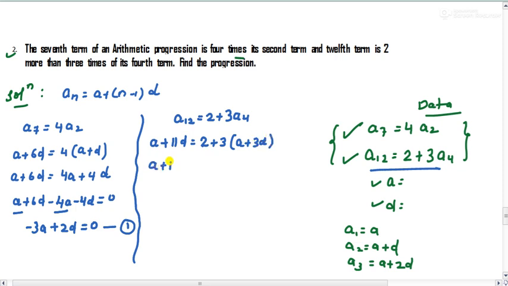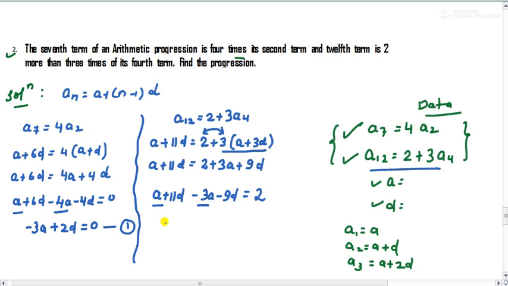So solve it. So this is 2 and these two are together. Don't add 2 plus 3 is 5, then it will be wrong. First multiply this. So 3A plus 3 into 3 is 9D. Now bring A and D to LHS. So A plus 11D, then minus 3A minus 9D, and keep the 2 in the RHS itself. Now again solve the like terms. So A minus 3A is minus 2A, and 11 minus 9 is how much? 2D, correct? Which is equal to 2, and this is your equation number 2. Any doubt till here? Everyone clear?